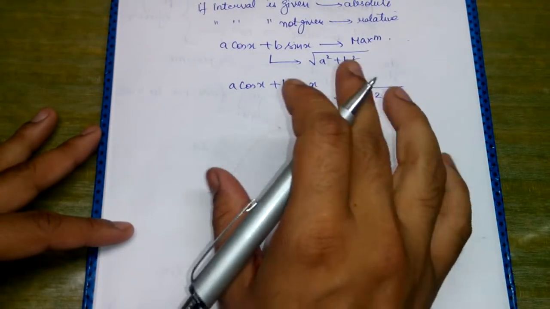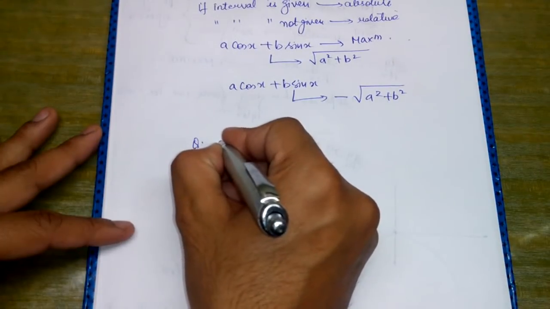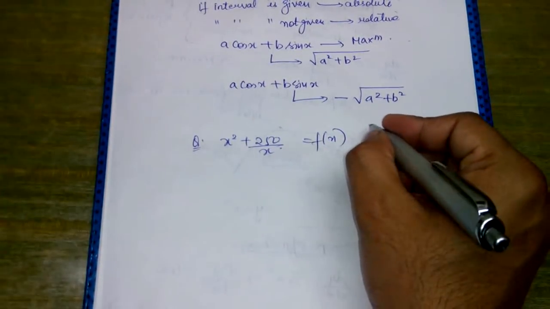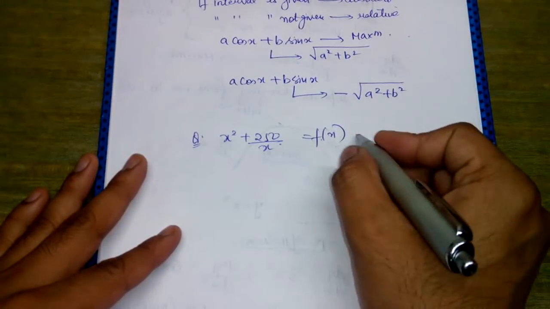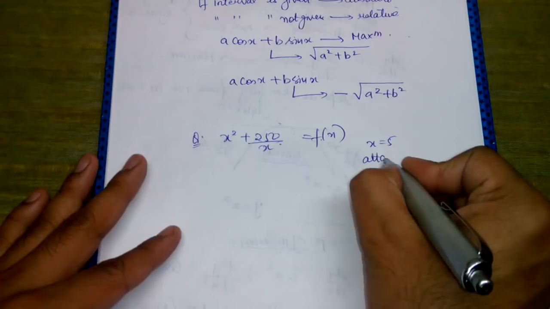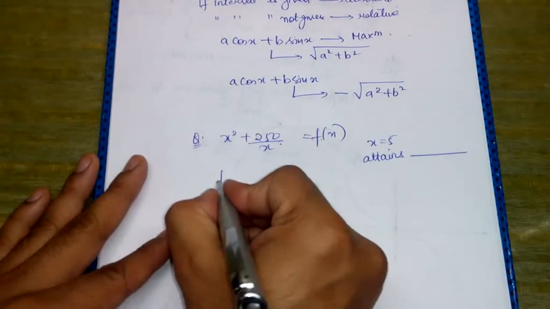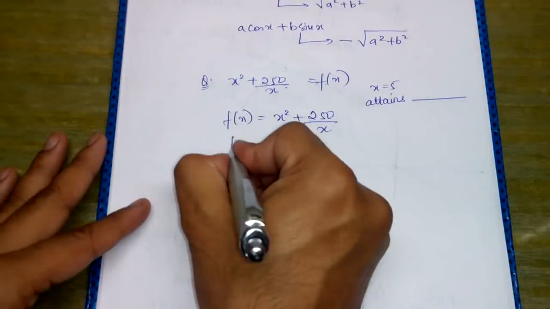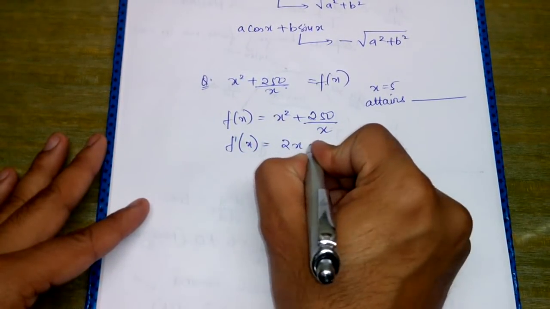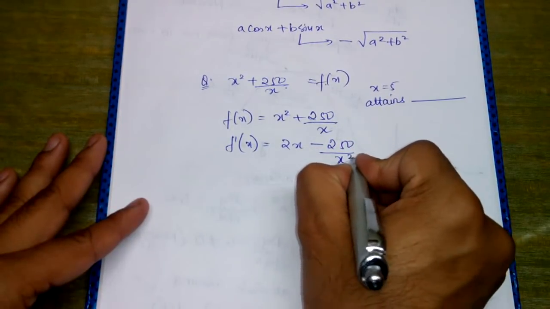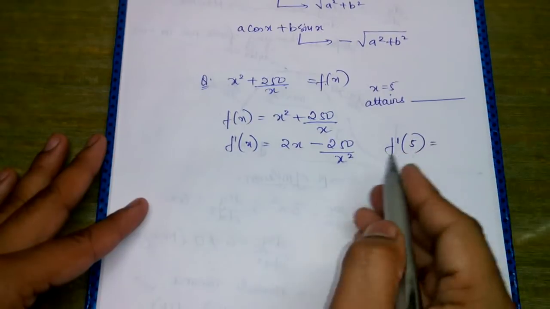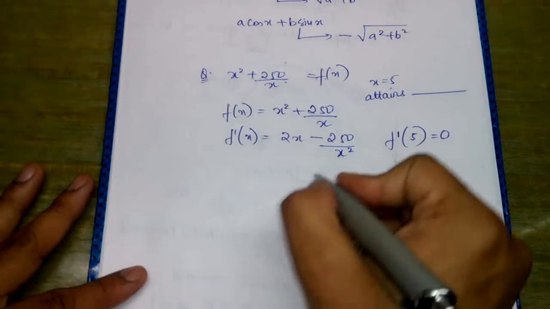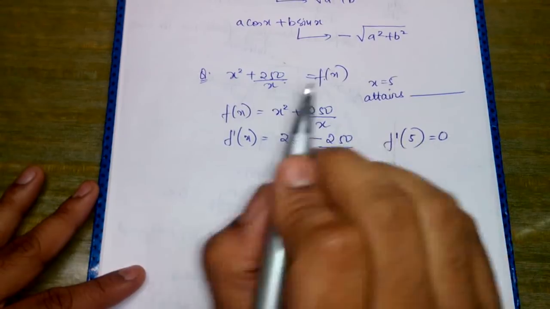So now we are going to discuss a question. Say x square plus 250 upon x has been given as f of x, and it has been asked what this function f of x attains at x is equal to 5. So f of x has been given as x square plus 250 upon x, so f dash x is given as 2x minus 250 upon x square. So f dash 5 क्या हो जाएगा? f dash 5 would be 0, क्योंकि जब हम x को 5 रखेंगे तो ये हो जाएगा 10 और ये भी हो जाएगा 10, तो 10 minus 10 0 हो जाएगा.